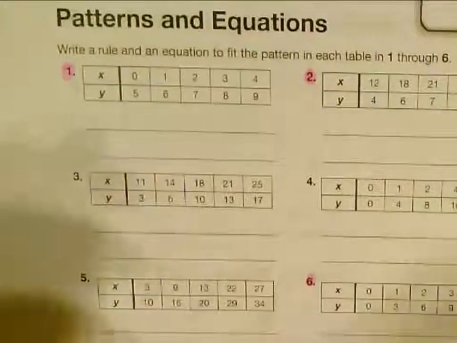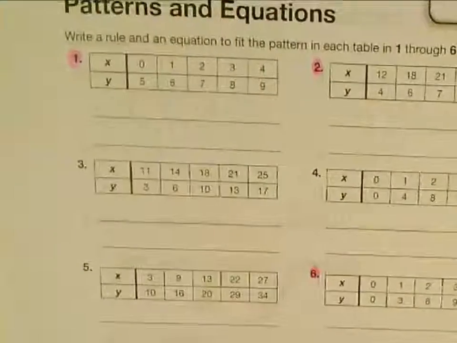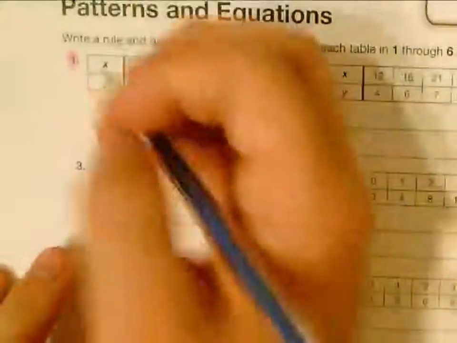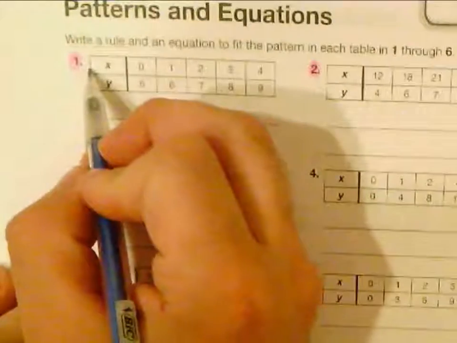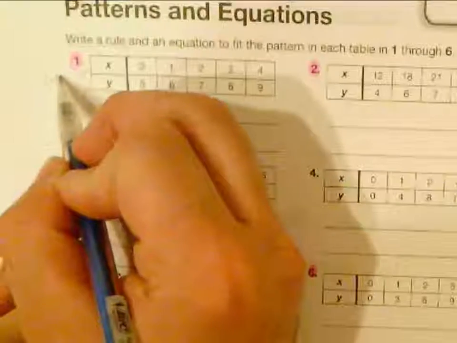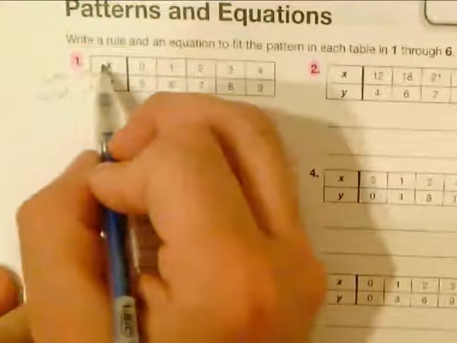This one you're just filling in, you're writing a rule for each table. So this is kind of working backwards. You have to look at the input and the output. I'm not sure if they talked about those in the videos. I sure hope they did. I'm pretty sure they did. But x is always your input and y is your output. You do not get an output without putting something in.